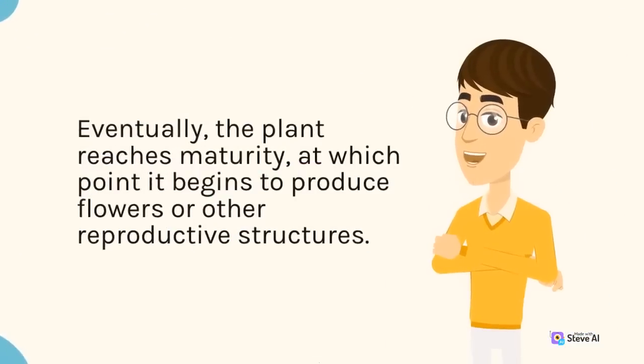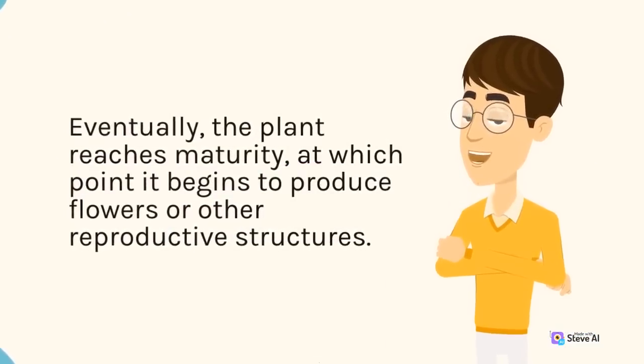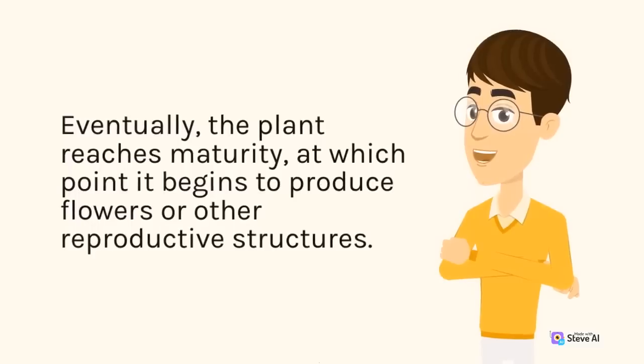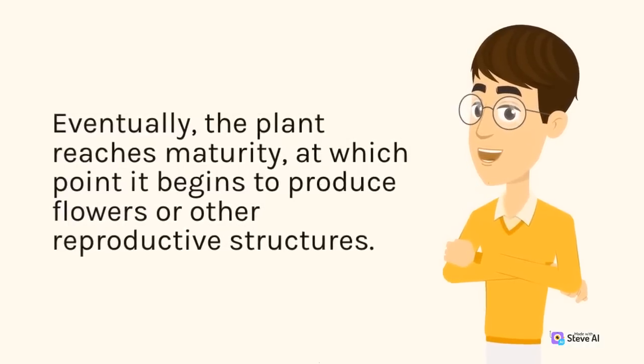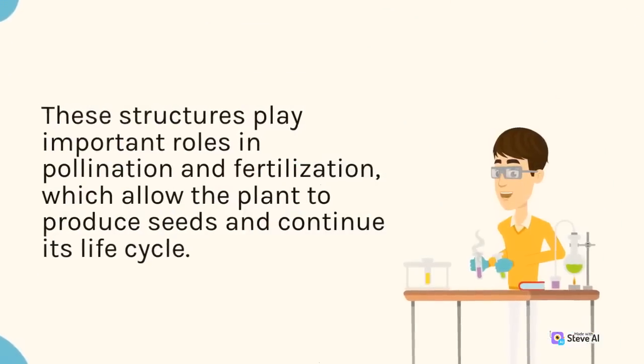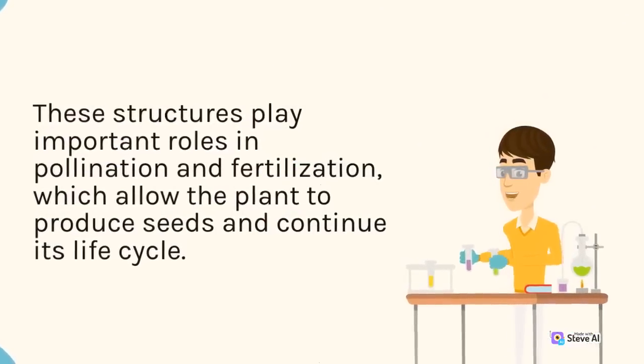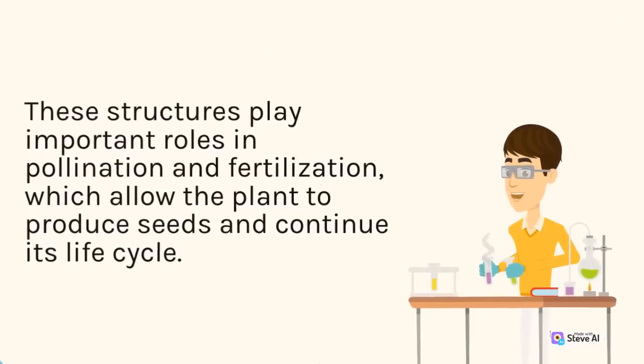Eventually, the plant reaches maturity, at which point it begins to produce flowers or other reproductive structures. These structures play important roles in pollination and fertilization, which allow the plant to produce seeds and continue its life cycle.